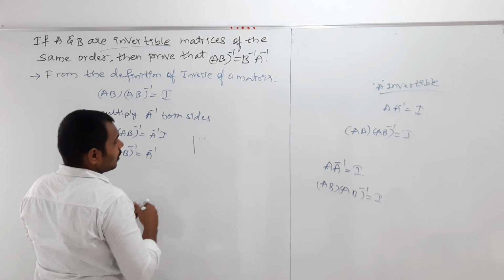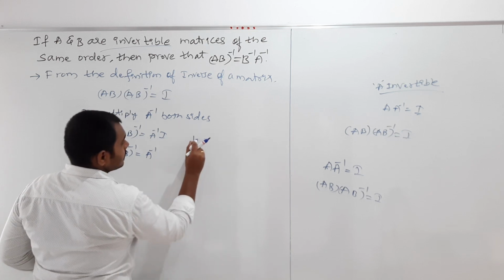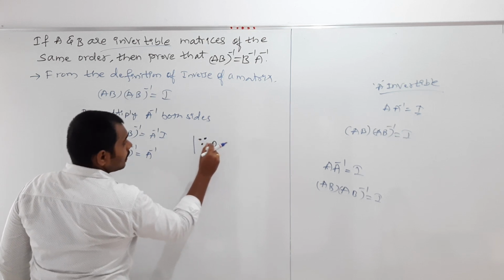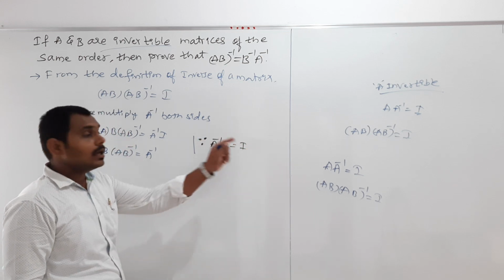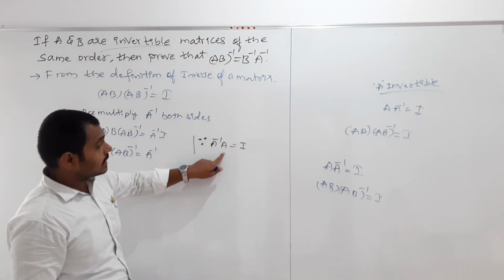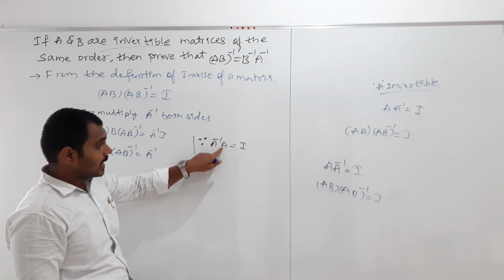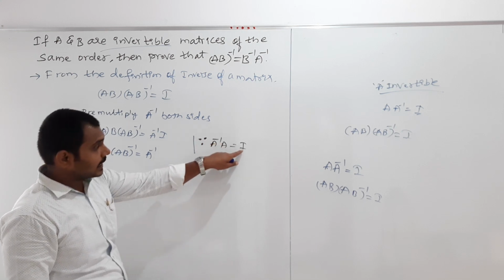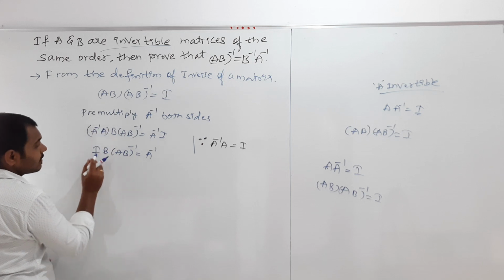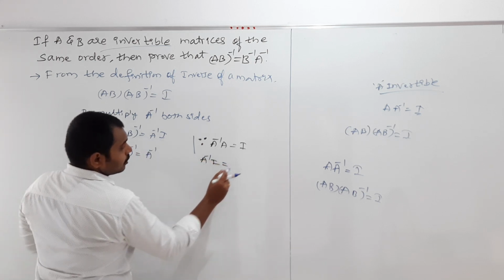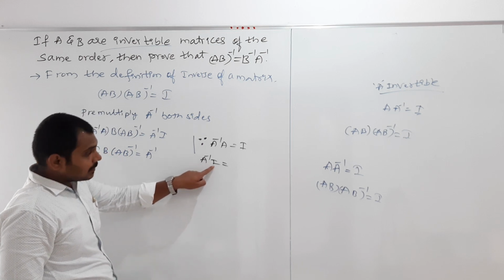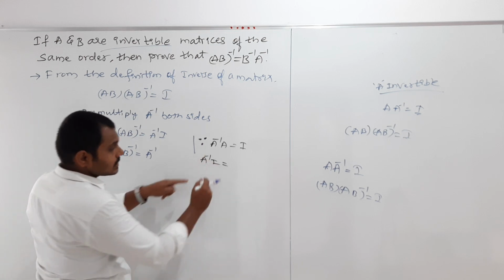Since A inverse into A is equal to the identity matrix. Why? Because A is invertible. A is invertible means if you multiply A with A inverse, you will get the identity matrix. Therefore, A inverse into A value is I. And next, my dear students, A inverse into I: to any matrix, if you multiply with the identity matrix, you will get the same matrix itself.